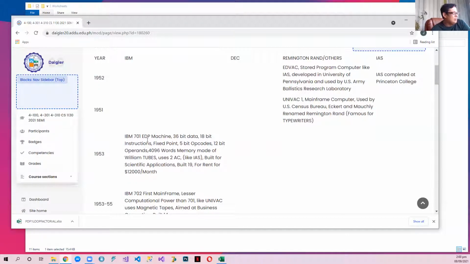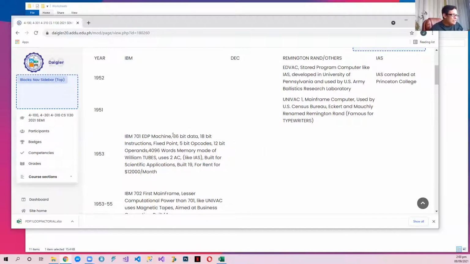IBM 701, no? They call it the EDP machine. Do you follow? There's another jargon there. EDP, no? That was first coined in the IBM 701, Electronic Data Processing Machine. Do you follow? In the IBM 701, it's a 36-bit data and 18-bit instructions, so very close, no? Very close to the IAS.